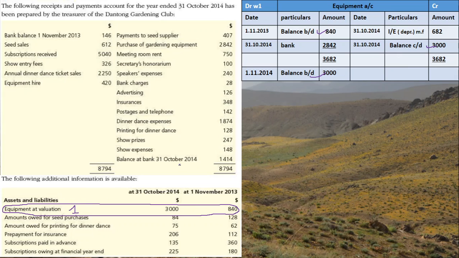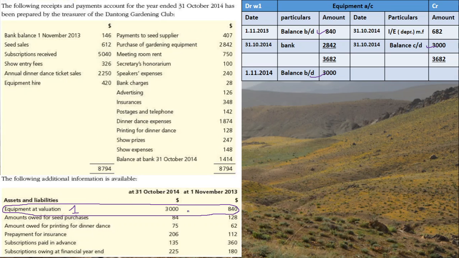Then now we need to go up and see the question up here. This is your receipt side, this is your payment side. In the receipt side there is nothing to do with equipment, though there is out here equipment hire 420. Now you might be tempted to put in this ledger, but this equipment hire is different from equipment valuation. Equipment hire here means we have given our equipment on hire to outsiders and then receive 420. So this has no relevance with this equipment.